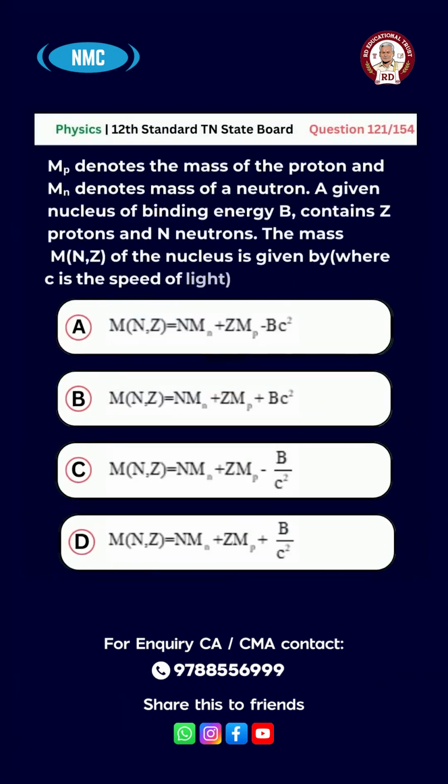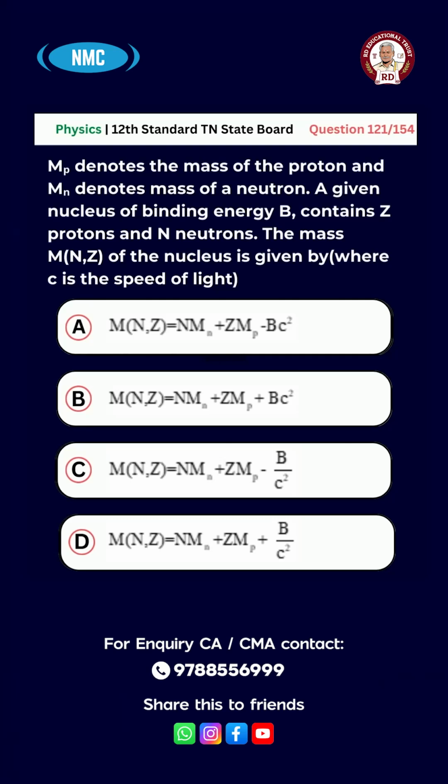Question number 121. Mp denotes the mass of the proton and Mn denotes the mass of a neutron. A given nucleus of binding energy B contains Z protons and N neutrons. The mass M(N,Z) of the nucleus is given by, where c is the speed of light: option A, M(N,Z) equals N Mn plus Z Mp minus Bc square.